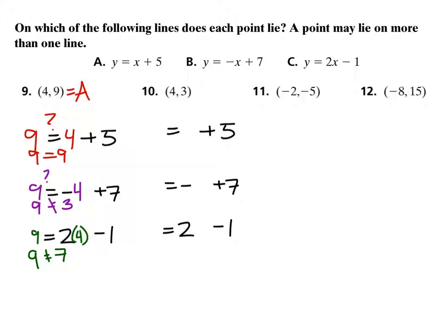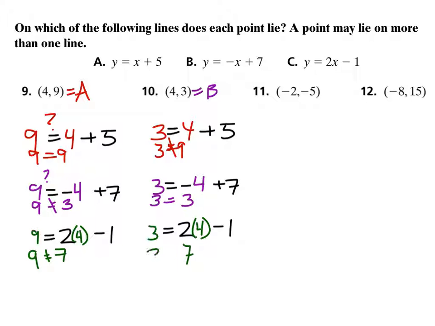Next up for 10, I'll just go through each of these and replace the x values with 4 and the y values with 3 from the point (4, 3). And let's see how these turn out. So 4 plus 5 is 9, so this one would not be true. So it's not on line A. Negative 4 plus 7 is 3. So 3 does equal 3. So it is on the line B, y equals negative x plus 7. And 2 times 4 is 8 minus 1. That again would be 7. And 3 does not equal 7. So it is not on line C either.